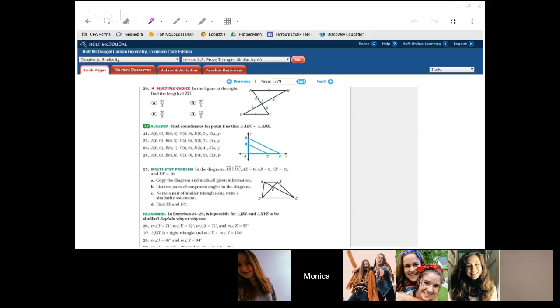Okay, Natalie, so for 21, first you're going to have to figure out the distance from A to B, and then A to D and A to C, because you have those coordinates to figure out the distance for. And then you can use those to set up your proportion to see what distance you need from A to E. Does that make sense?